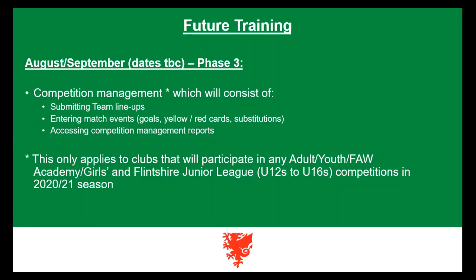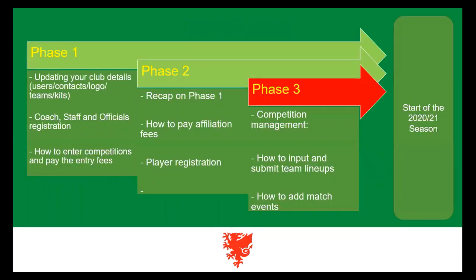And just to remember, this only applies to the clubs in COMET competitions, which will be adult, youth, FAW Academy, girls football and junior, Flintshire Junior League under 12s to under 16s for the coming season. So we're just finishing the phase 2 webinar. And as you can see there, the phase 3 competition management as we head towards the start of next season.